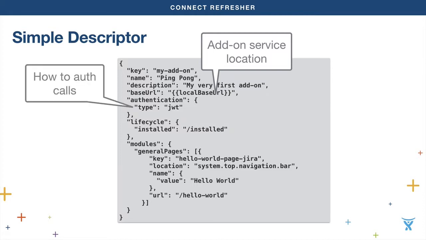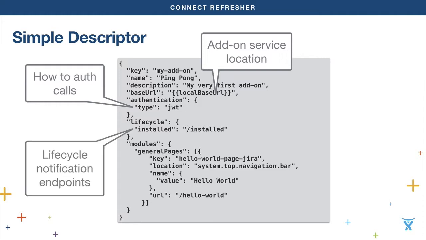What kind of authentication do you want? Does your add-on need authentication at all, or maybe not? And the current authentication method that I'm going to talk briefly about later is JSON Web Tokens, also known as JWT or JOTs. And you can tell us you want to be notified of certain lifecycle events, so when the add-on is installed, uninstalled, enabled, and so on.